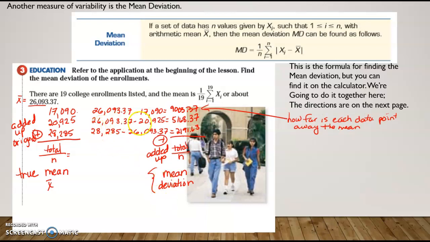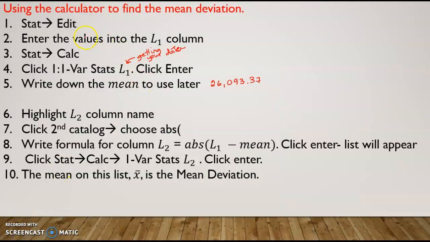Okay, so it would be a little bit tedious if you have to do it through 19 or even 100 or however many you have to do. Thank goodness you can do it on your calculator. So, here's how you do it on your calculator. You do stat edit and you enter your values into the L1 column. These are your original data points.